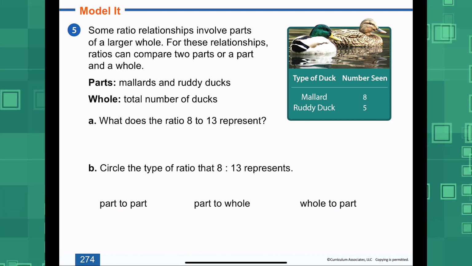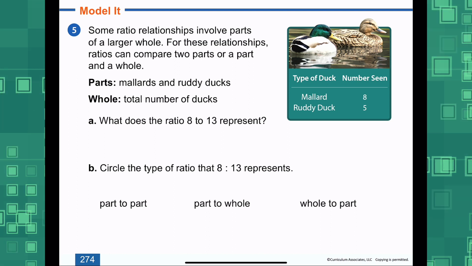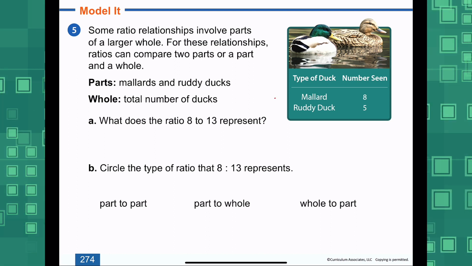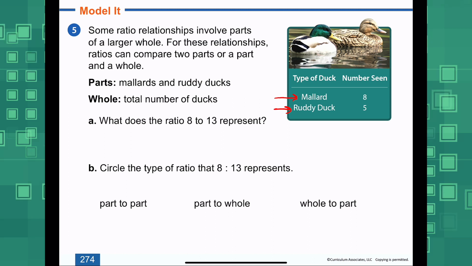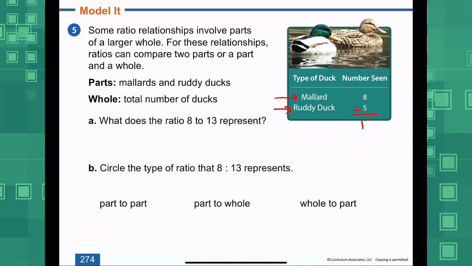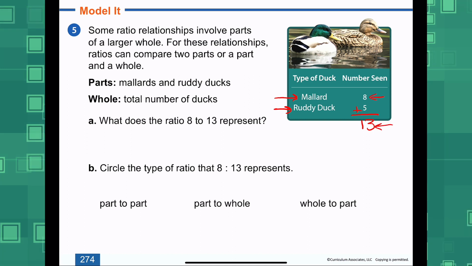Some ratio relationships involve parts to larger whole. For these relationships, ratios can compare 2 parts or a part and a whole. So for instance, in both of these cases, mallards and ruddies are both ducks. We could look at this and say, hey, how many ducks are there in total? Well, there are 13 ducks total. So I might actually use a ratio of mallard ducks to total ducks.